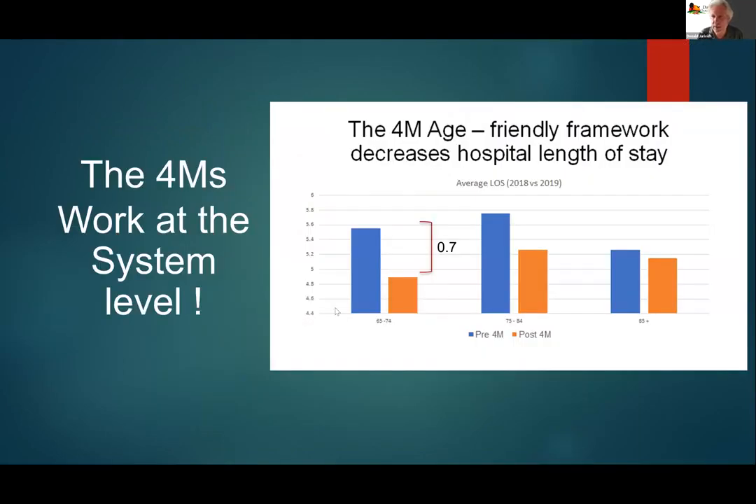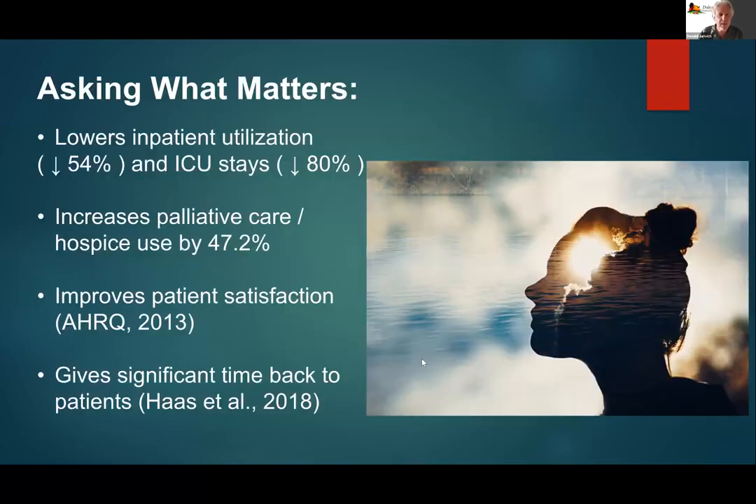Well, here's some recent data from Rush Medical Center in Chicago that shows that by applying these 4Ms, these are 20,000 patients, they reduce length of stay by nearly 1 full day. And this is huge. This is huge cost savings, and it gives time back to the patient, and it reduces their exposure to unsafe conditions, such as iatrogenic infections. By just simply asking what matters, you can reduce intensive care unit stays, ICU stays. You can improve the use of palliative and hospice care and really improve patient satisfaction overall.